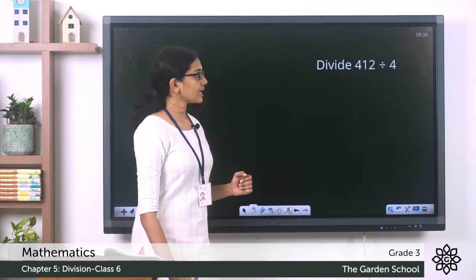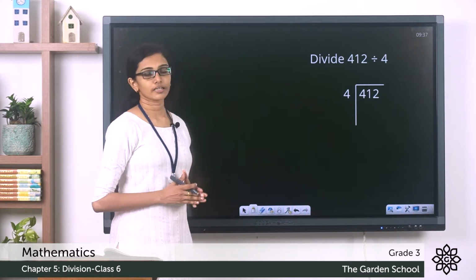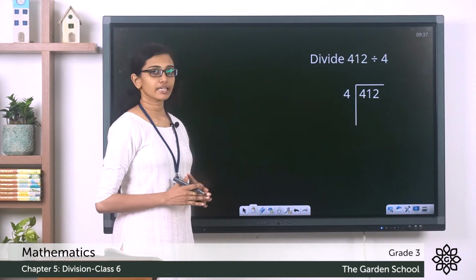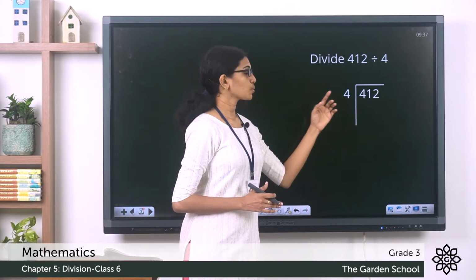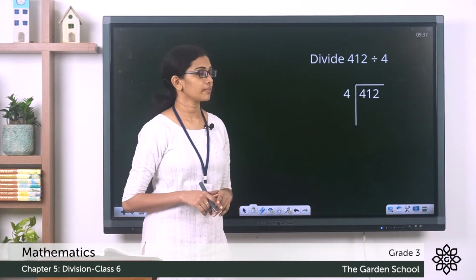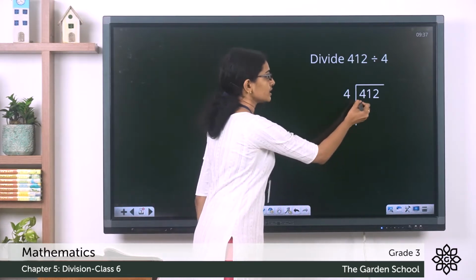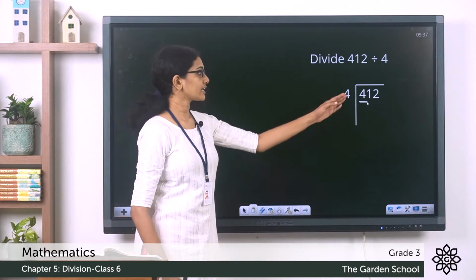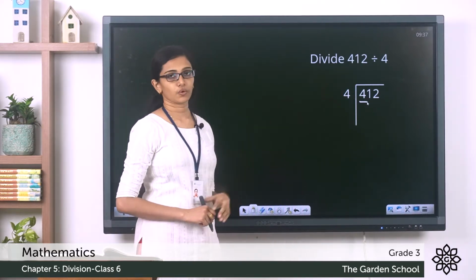So what is the first step? Let's write the dividend and divisor properly for the long division method. So we have written it here. Now let's start dividing the numbers. So we are dividing with a one-digit number, that is 4. So let's consider the first digit of the dividend here, and that is 4. Now we have to divide 4 by this 4.